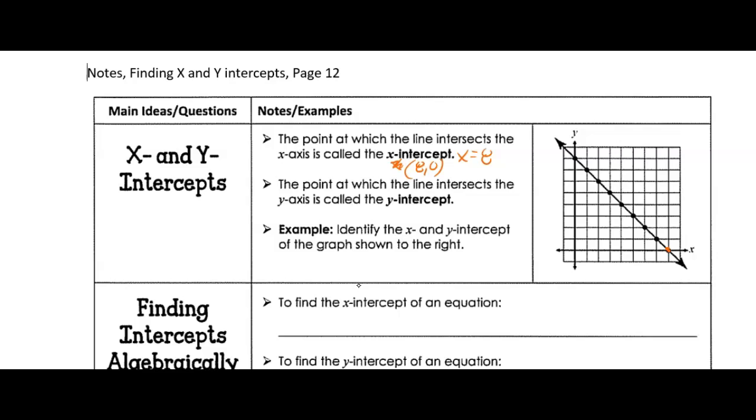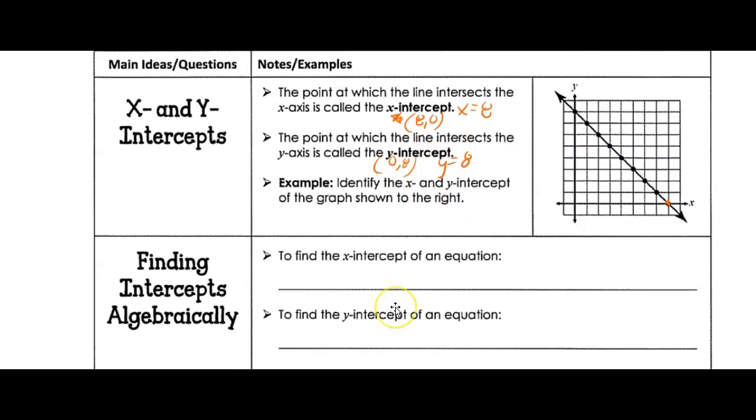And then, of course, the same thing here. If we go up for our y, 2, 4, 6, 8, looks like it's the same thing, except this one's (0, 8). And the y-intercept, y equals 8. So we've identified those in that example.